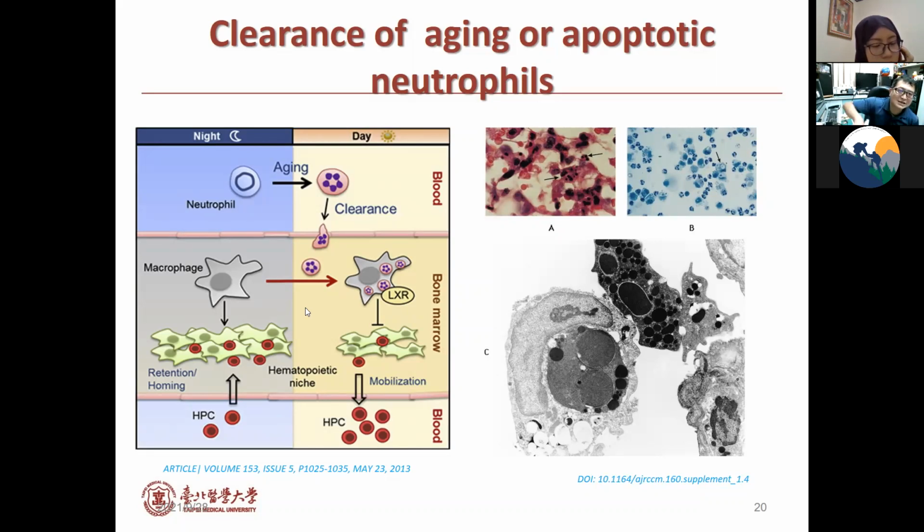That's how homeostasis of neutrophils is maintained, controlling the amount.